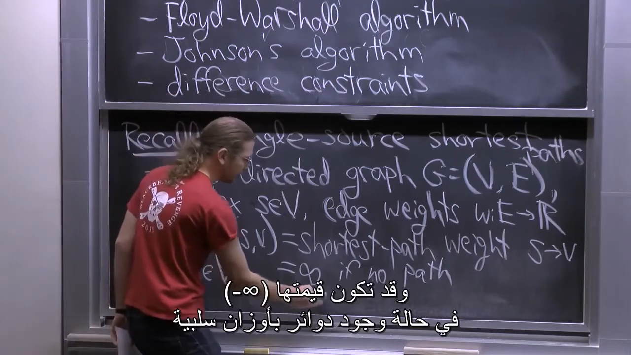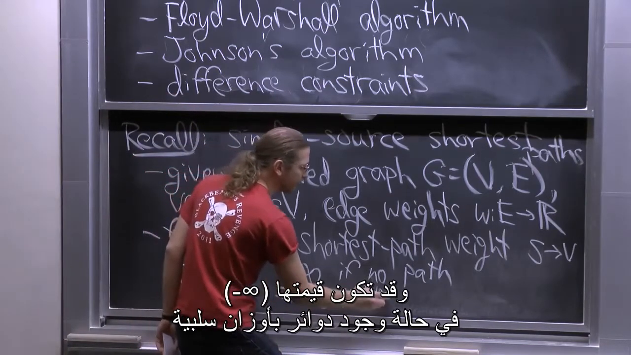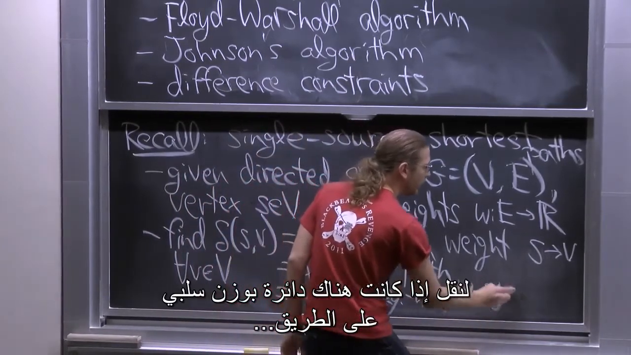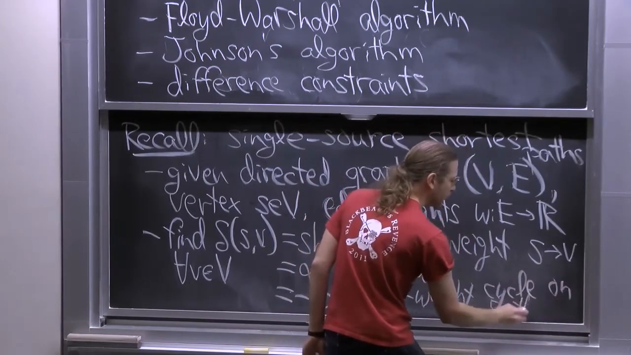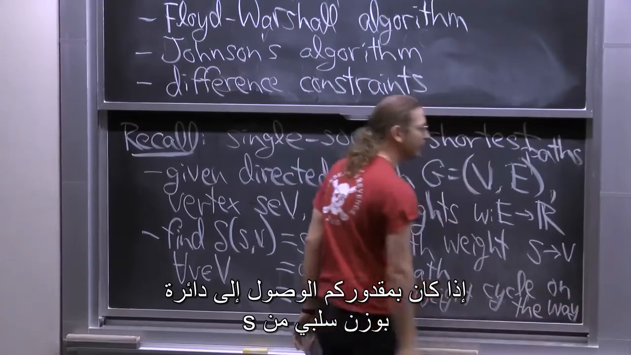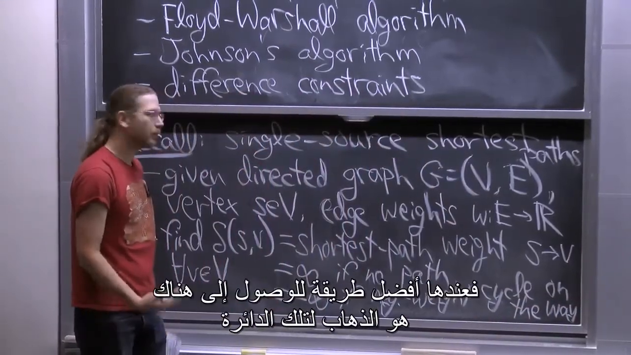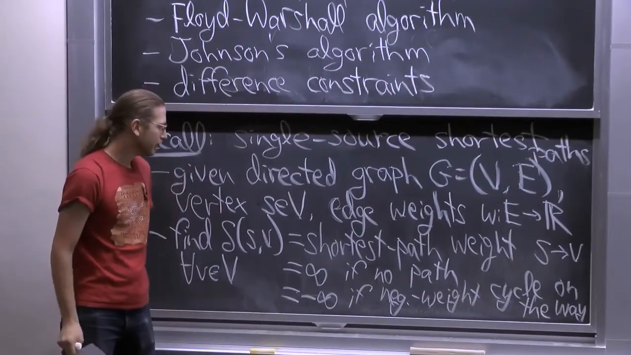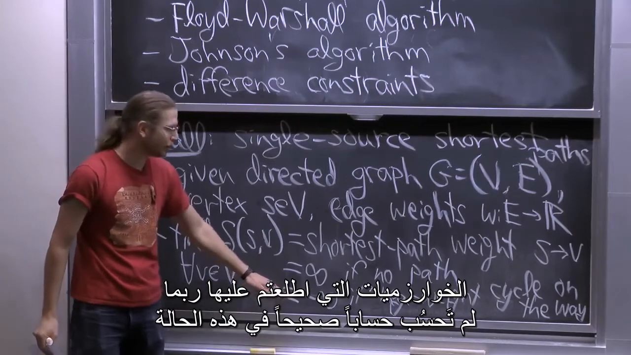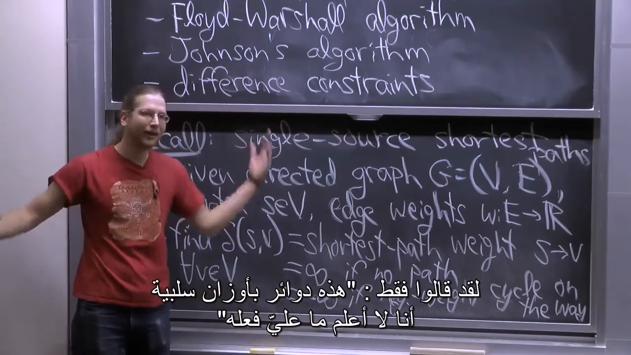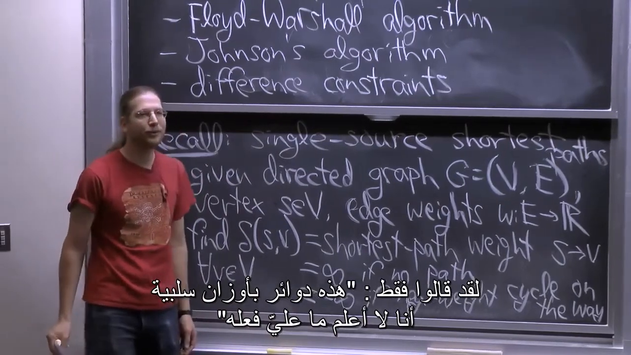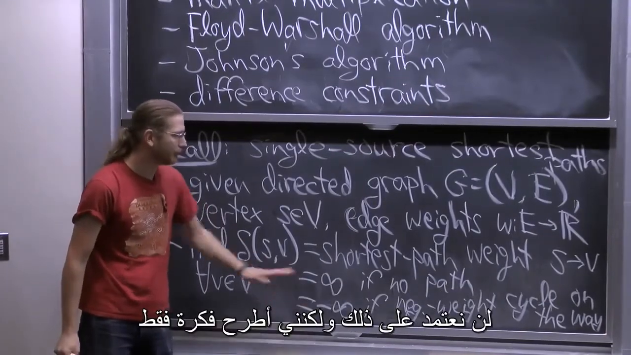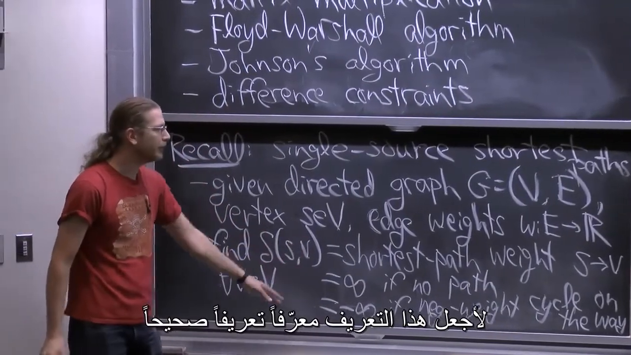And it could be minus infinity in the presence of negative weight cycles. If you can reach a negative weight cycle from s and then still get to v from there, then the best way to get there is to go to that cycle, loop around it infinitely many times, and then go to v. The algorithms you saw probably didn't actually compute correctly in this case. They just said, negative weight cycle, I don't know what to do. But it's actually not that hard. With a little bit more effort, you can figure out where the negative infinities are. We're not going to rely on that, but I'm just throwing it out there to make this a well-defined definition.